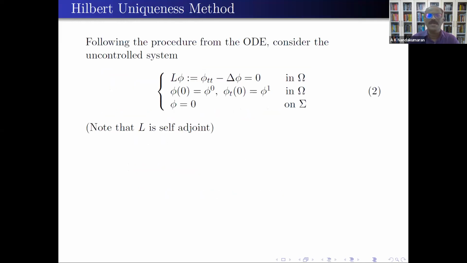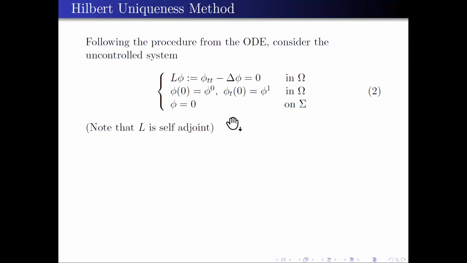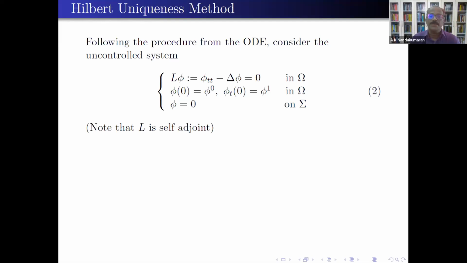So let me follow a similar line from the ODE. You have to consider an uncontrolled system, with some initial data. So basically how you choose this initial data, how you make an observation and use it as a control, and what it leads to. If you look at the ODE, you will see you choose the control in terms of the solution of the uncontrolled system.